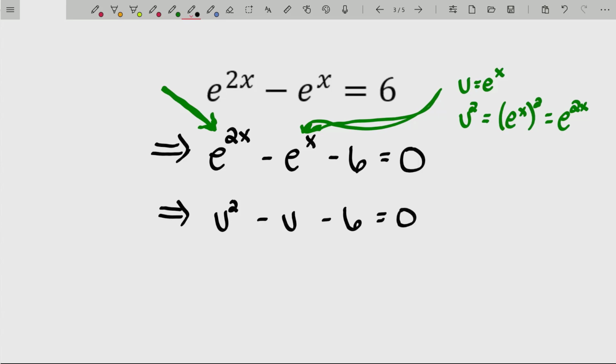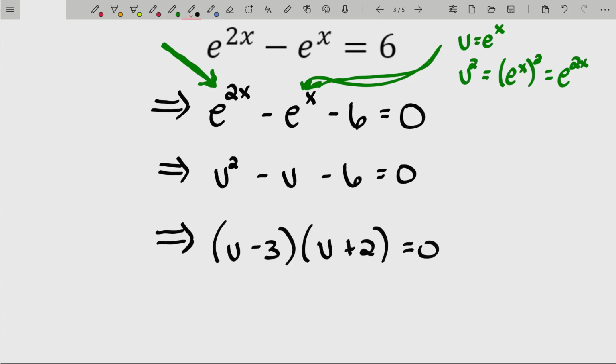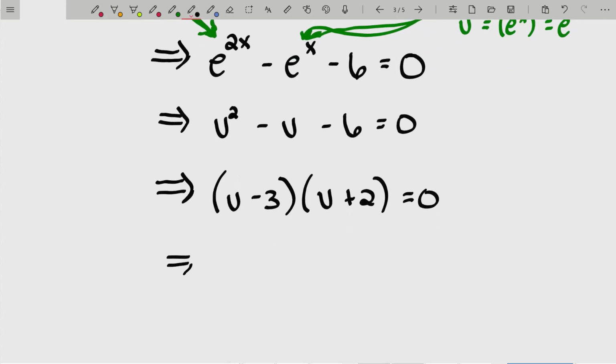You do not have to do u substitution here. You could totally factor this without doing a substitution. However, I find that it is helpful for students who are still kind of at the college algebra phase to do it this way. Factoring, this will be u minus 3, u plus 2 is equal to 0. And then that implies, since we have a product of two factors becoming 0, either the first is 0, which means u is 3, or the second is 0, which means u is a negative 2.